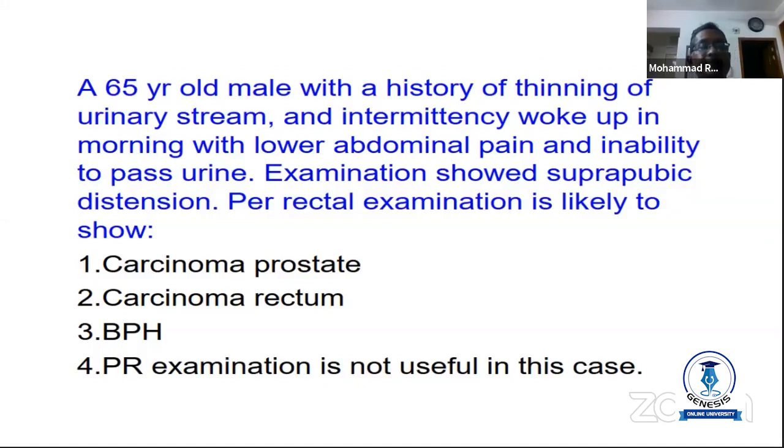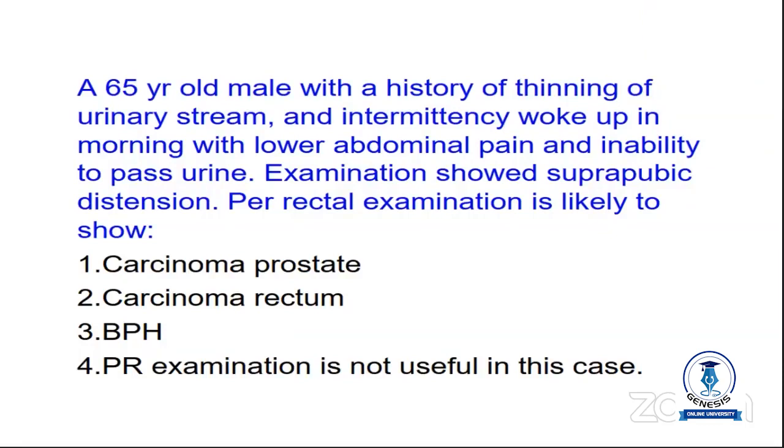What is your thinking? 65 years old male, thinning of a poor urinary stream, intermittent wake up in the morning, lower abdominal pain and inability to pass urine. Examination shows suprapubic distension. What is the thinking? Sir, BPH. Absolutely. Benign prostatic hyperplasia.